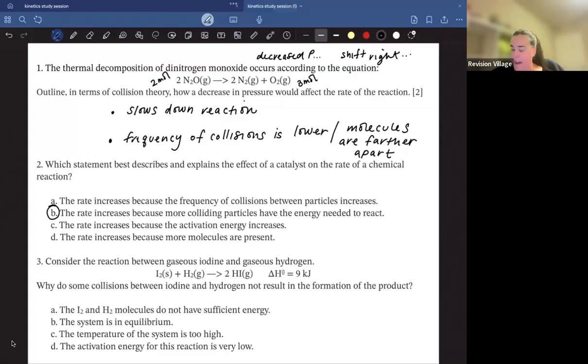The last question that I have here is about iodine and hydrogen reacting together. It looks like an endothermic reaction. And why do we sometimes not get the product? Remember, for a reaction to be successful, it has to have the right orientation and it has to have enough energy to overcome the activation barrier. And so it must be true here that these 2 molecules don't have enough energy.